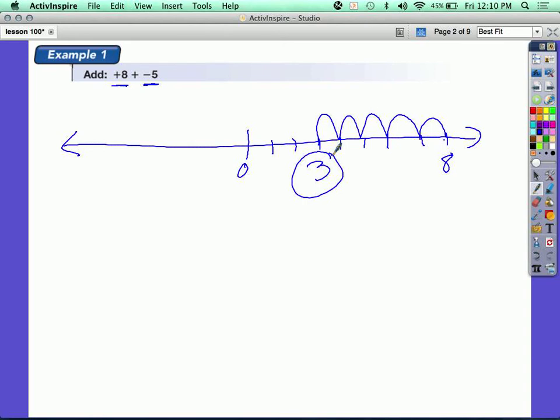Another way to think about this is if I'm adding integers and my signs are different, one's positive, one's negative, I can subtract and then I just keep the sign of the bigger number. And in this case, 8's positive, so my bigger number is positive, so then I'm just going to keep the sign. I don't need to write a plus sign to show that it's positive. If we don't have a sign, we know it's positive 3.